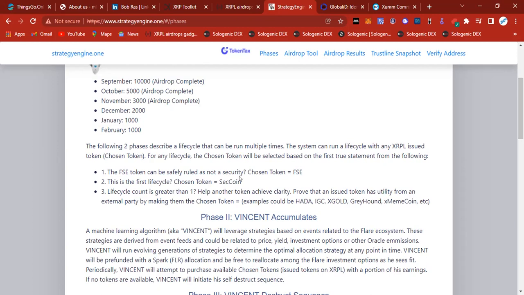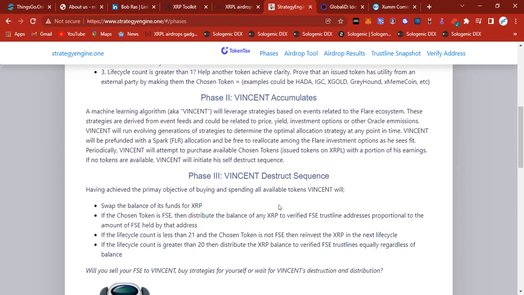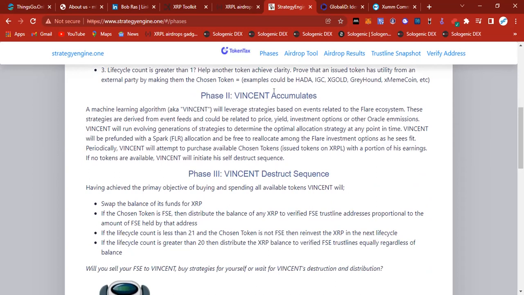And that goes into the strategy of the bot buying the asset and bringing it into the portfolio to distribute to the trust line holders. So the other types of rewards. It's going to be multiple types of rewards. So let's go into phase 2 of the Vincent. It says Vincent accumulates. A machine learning algorithm, aka Vincent, will learn leverage strategies based on events related to the Flare ecosystem. And they're talking about the Flare network ecosystem.